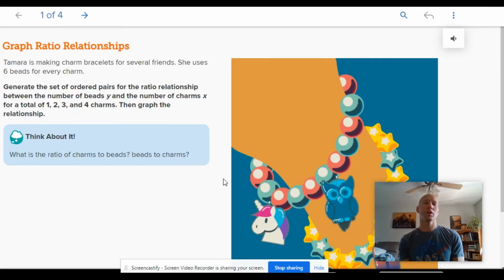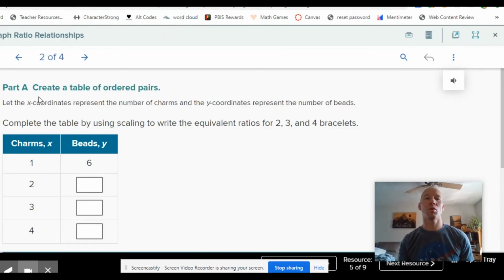All right, the next example. Tamara is making charm bracelets for several friends. She uses 6 beads for every charm. So generate the set of ordered pairs for the ratio relationship between the number of beads, y, and the number of charms, x, for a total of 1, 2, 3, and 4 charms. Then graph the relationship. Okay, so I know that she is using 6 beads for every charm. Create a table of ordered pairs. Let the x-coordinates represent the number of charms, and the y-coordinate represent the number of beads.